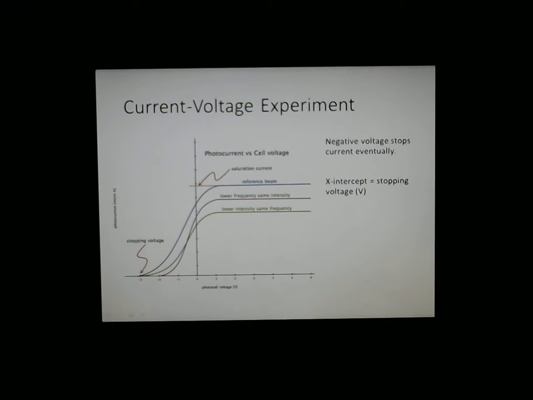Okay? And the frequency is what determines how much energy the particle has, not the intensity. We wouldn't see this same stopping voltage with different intensities if light wasn't a quantum particle. It had a quanta and had a discrete amount of energy.